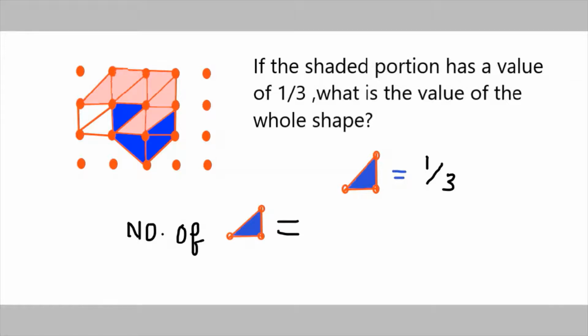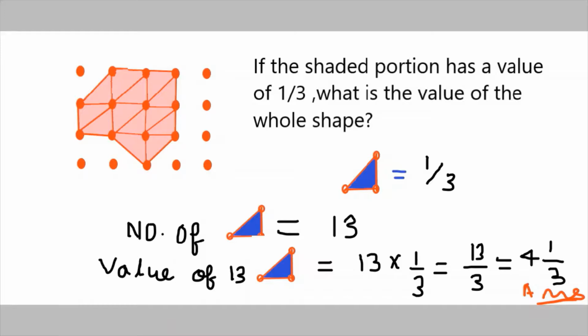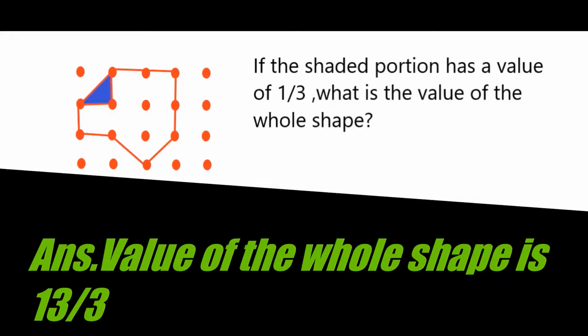So we write down number of triangles equals 13 and the value of 13 triangles we have to take out. So we do 13 into 1/3. So we do 13/3, it is 4 1/3. So we have 4 1/3 is the total value of the given shape. So the concept here is we have to multiply the value of each part into the number of parts. So we get the answer 4 1/3.